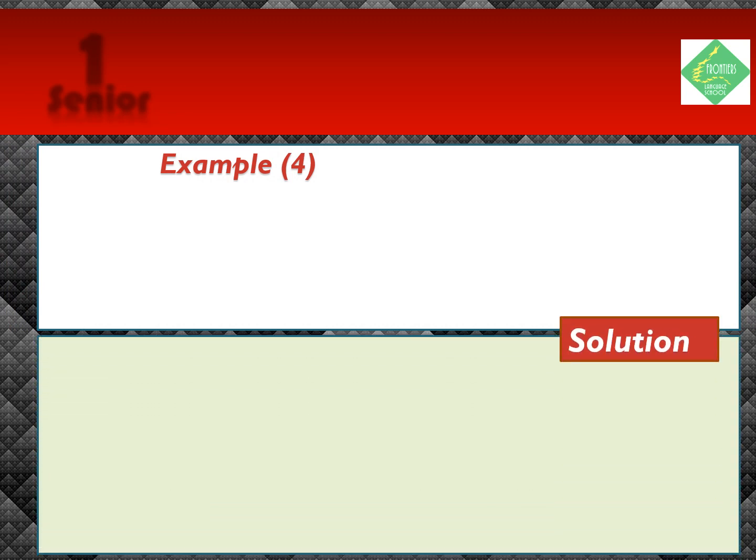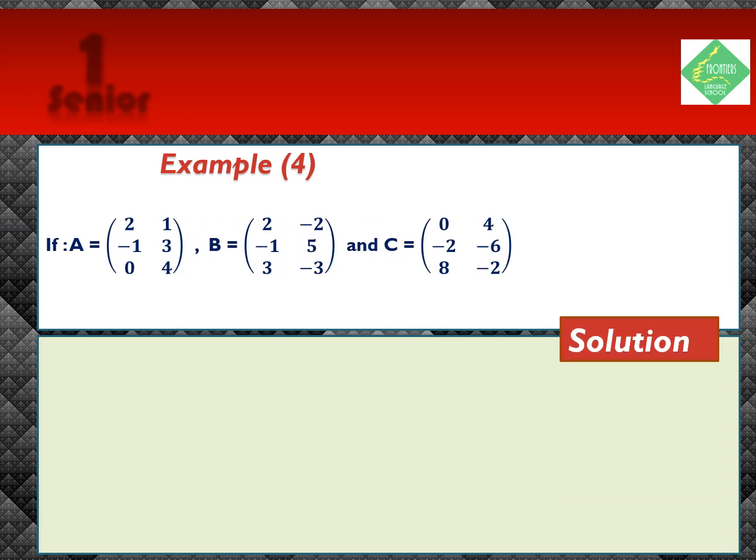Let's move to example 4. If A is 2, 1, negative 1, 3, 0, 4, and B is 2, negative 2, negative 1, 5, 3, and negative 3, and C is 0, 4, negative 2, negative 6, 8, and negative 2, find the value of 4A minus 2B plus half C. Half C is an operation, and 2B is an operation, and 4A is an operation, and the subtraction here is also an operation, and addition is also an operation. So you will do 5 steps.